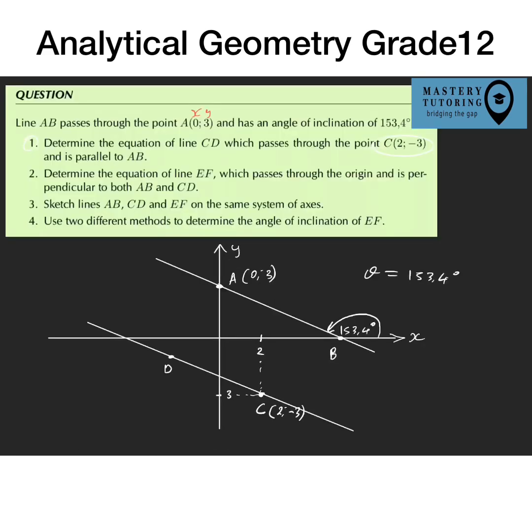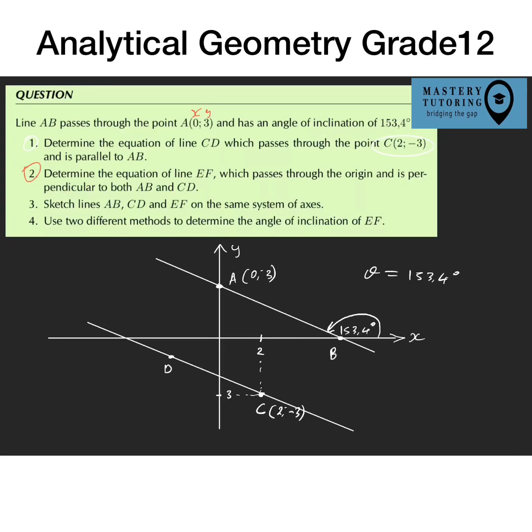Let us move on to question 2. Question 2 says that we need to determine the equation of line EF, which passes through the origin and is perpendicular to both line AB and CD. So now this line has to be perpendicular to the 2 lines that we have on our diagram here. So allow me to draw that line.